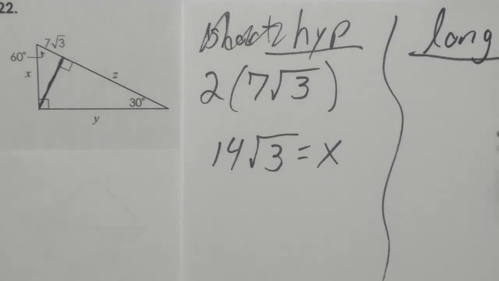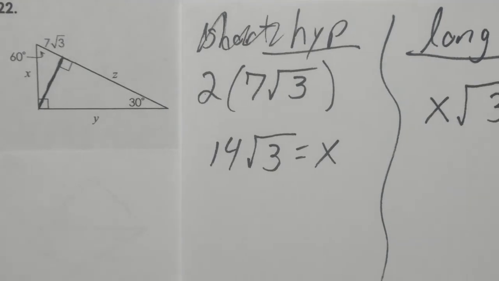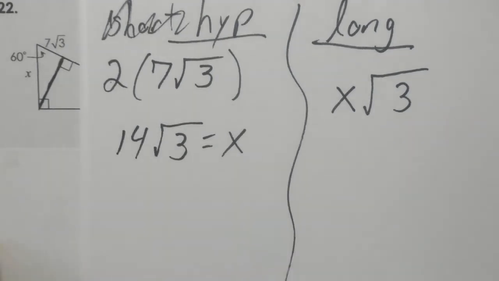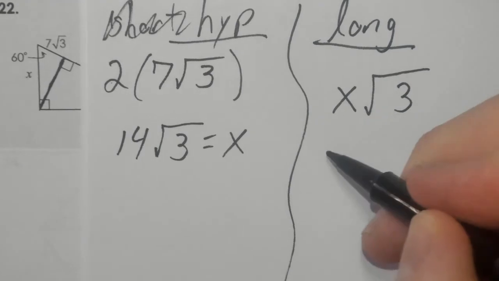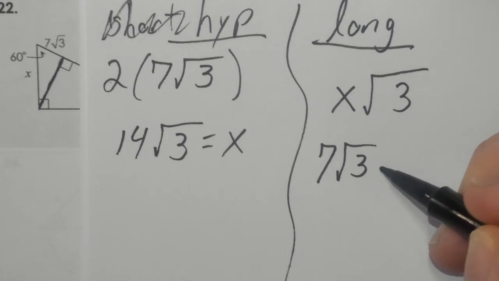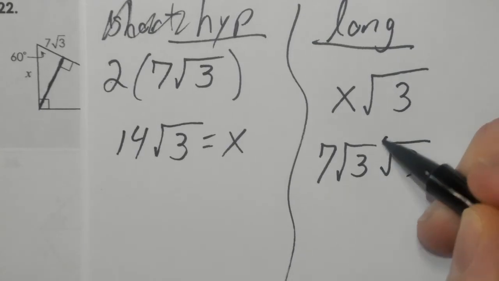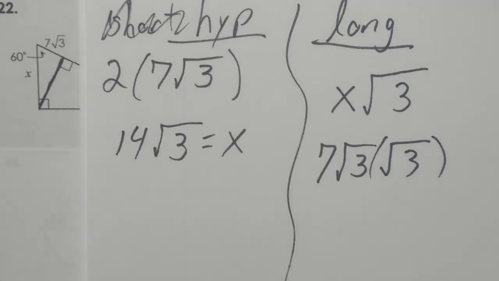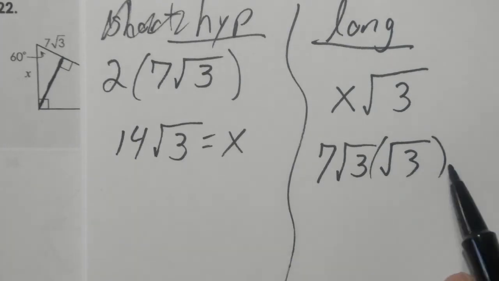Well, we know that it's represented by x times the square root of 3. X times the square root of 3 is always my long leg in a 30, 60, 90. But in this case, we already know what x is. X is 7 times the square root of 3. So I can substitute. Instead of x, I'll have 7 times the square root of 3 times the square root of 3. Right? So essentially, x became 7 square root of 3, and then I have another square root of 3 that was already there. These two things are both in the square root symbol, so I can just multiply.